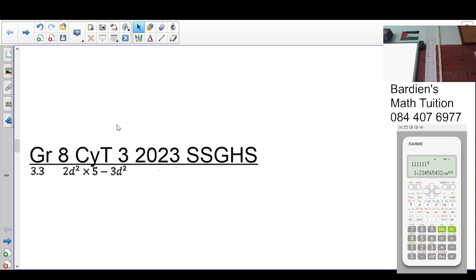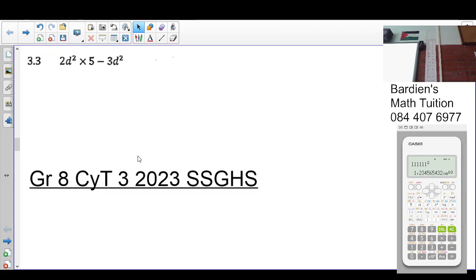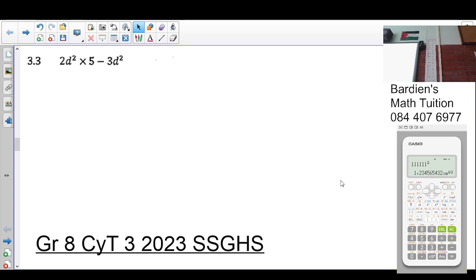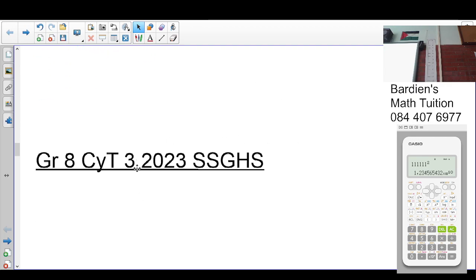Let's look at 3.3. So according to BODMAS, what must be done first here? Multiplication. So 2d squared times 5, 10d squared, minus 3d squared. Is this like or unlike terms? Like terms. So 10d squared minus 3d squared, 7d squared. When adding and subtracting, the variables stay the same. You don't drop the d, people.